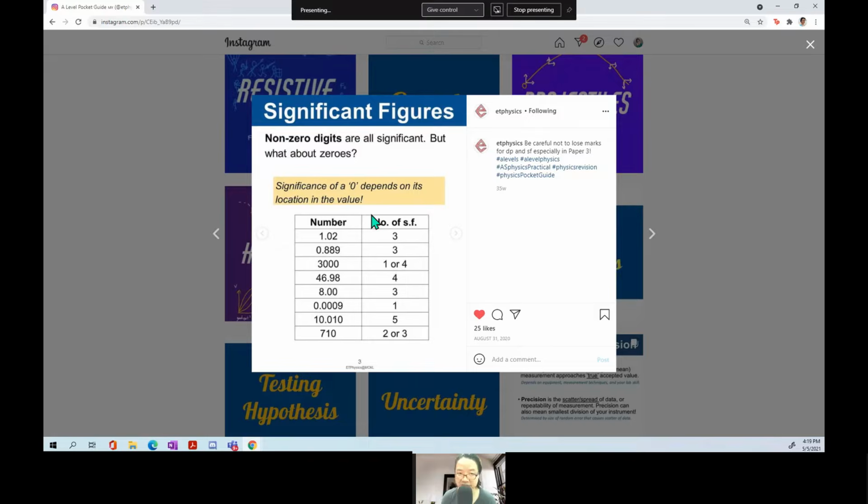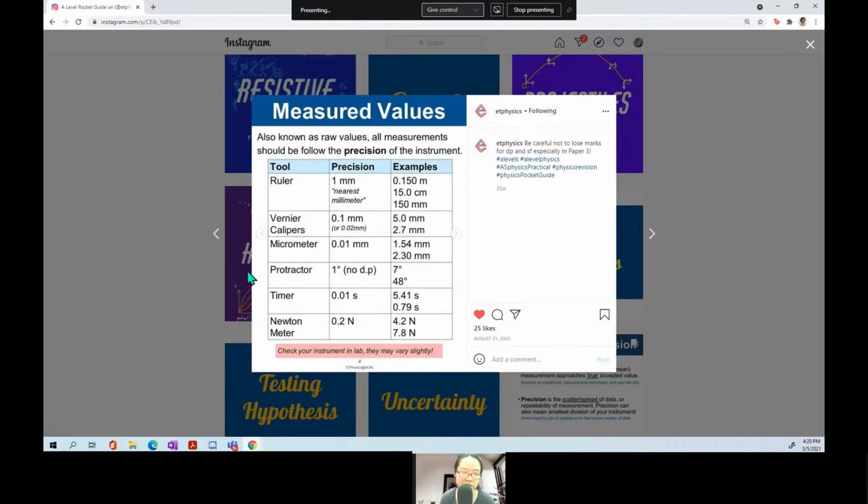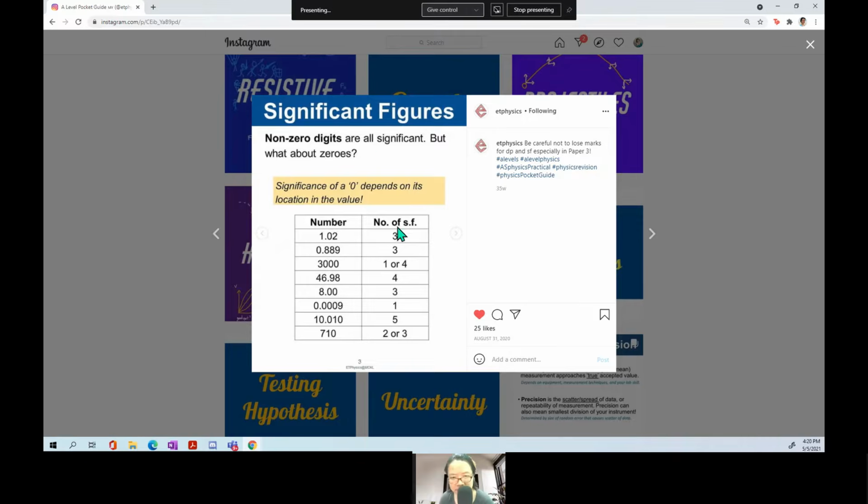But when it comes to SF, we count the trailing zeros, like 8.00 is 3 SF. The leading zeros, we don't count. If you are generally struggling with SF, imagine you write all of this in standard form. When you write it in standard form, you will know how many SF there are. Like for example, this one is 5. So always go to the pocket guide. If you forget already, go back here and see.